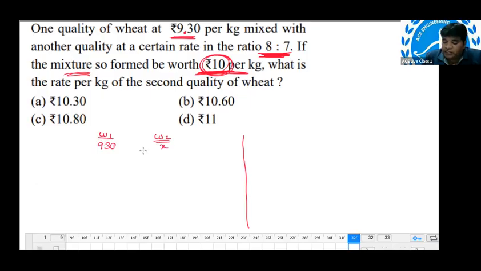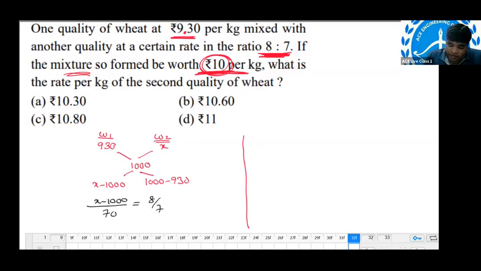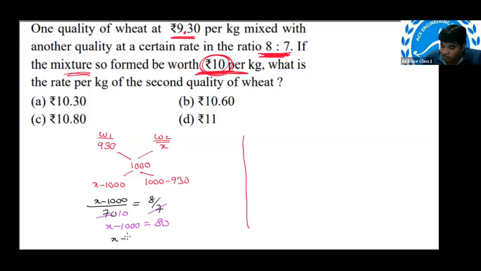So wheat 2, I don't know, x. After mixing, what is the paisa? 10 rupees means 1000 paisa. In which ratio? So 1000 minus x, next, not like that, x minus 1000. 1000 minus 930 is 70. But the ratio is already given. So (x minus 1000) by 70 is equal to 8 by 7. Cross multiplication: x minus 1000 is equal to 80. Then x is equal to 1080, that is 10 rupees 80 paisa. Okay, Girija, are you getting this point?